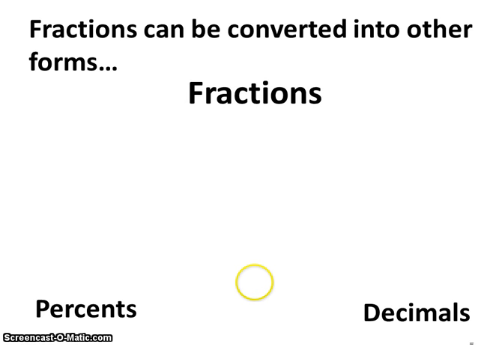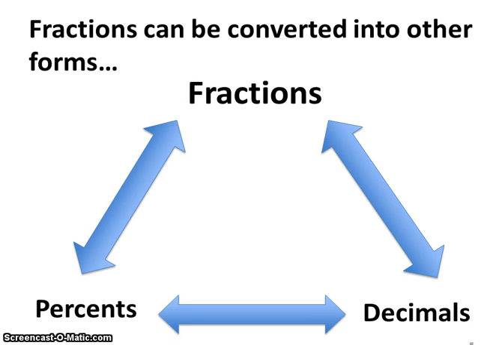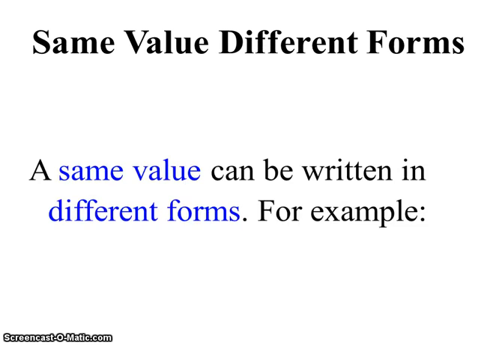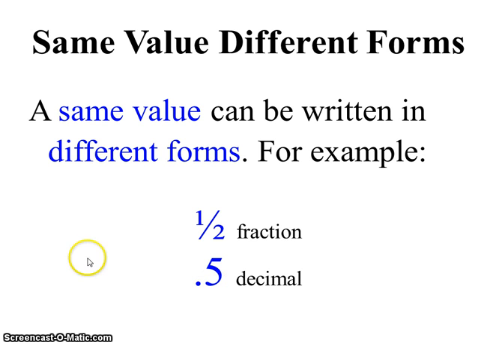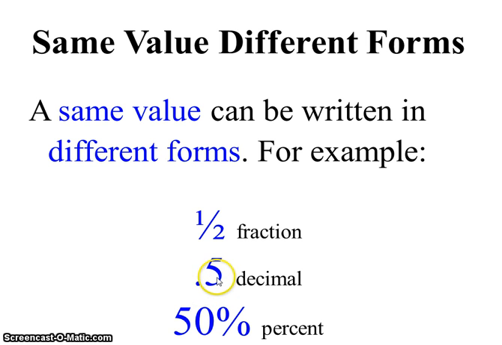So we can convert fractions into other forms, of course. As I said before, fractions, decimals, and percents are all interchangeable here. So let's look at equivalency. The same value can be written in different forms. 1 over 2 is a fraction. If we divide the numerator by the denominator, 1 divided by 2, I'm going to get a decimal, 0.5. I can then change that 0.5 to a percent by multiplying by 100. And we'll look at that in further detail.